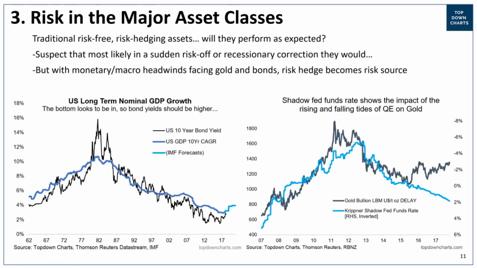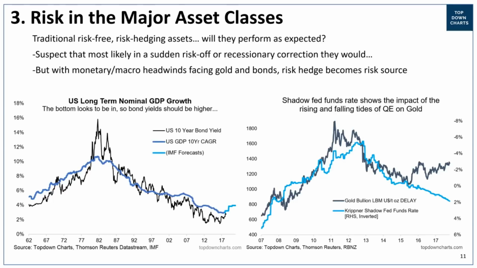Now, one other area that I really want to spend a little bit of time on is what have traditionally been thought of as the major hedging assets. So if you think about bonds and gold, most people think of them as risk hedges, and certainly if we got a sudden risk off or recessionary type of conditions, bonds would probably do well in that situation. And probably gold would do okay in that sort of scenario as well. But if we don't get that, there's a number of monetary and macro headwinds facing gold and bonds.